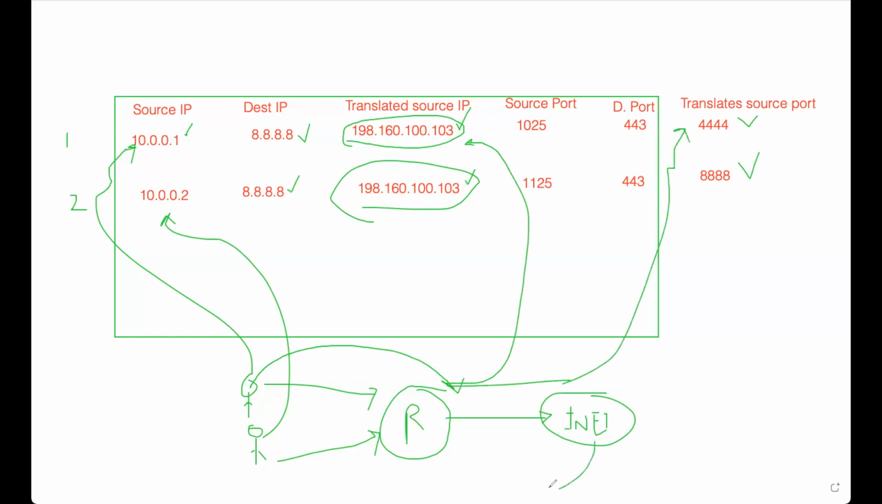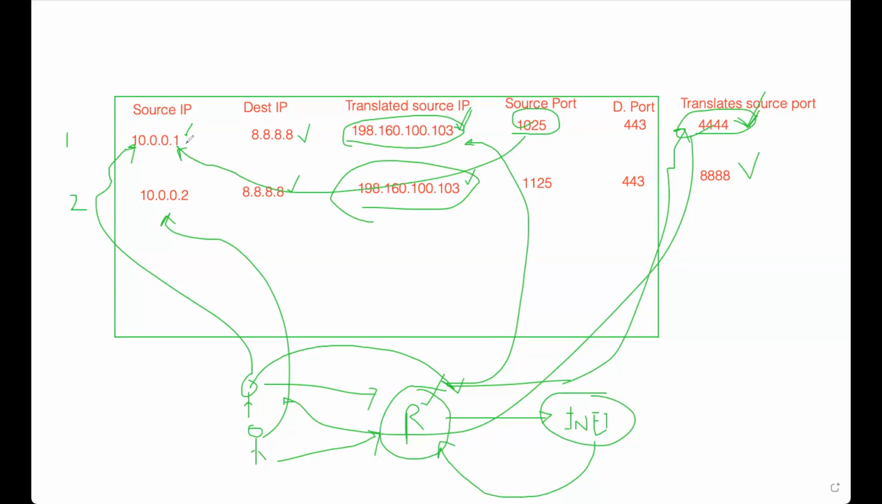When the return traffic is coming to the router, it will be sent to this IP with the destination port of this one. So the router knows, okay, this traffic is coming to this port, I'm going to send that back to this guy because 4444 is mapped to 1025. I'm going to send that to 10.0.0.1. So that's how the mapping works. Do you guys understand until this part? Is it clear by looking at the table?